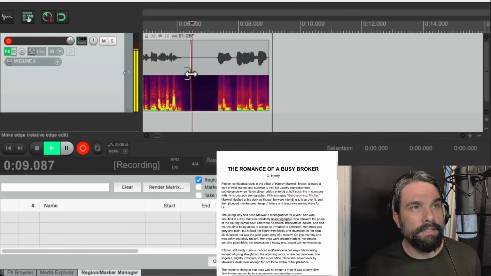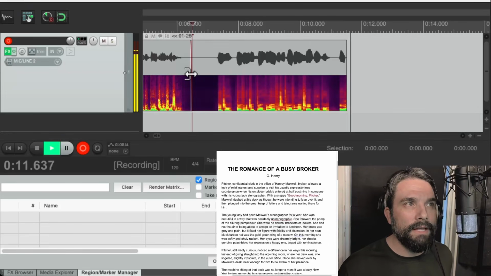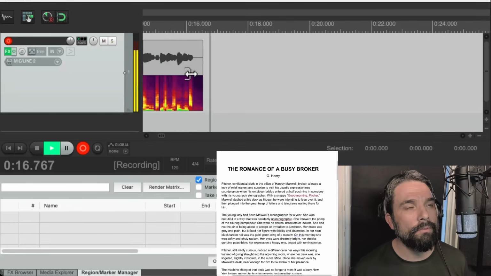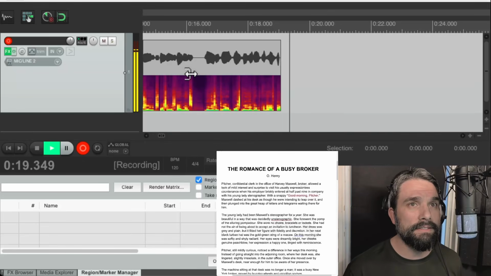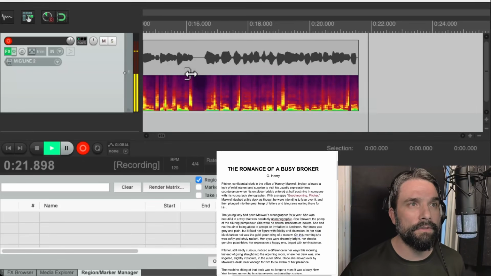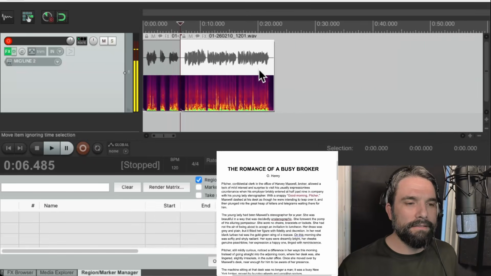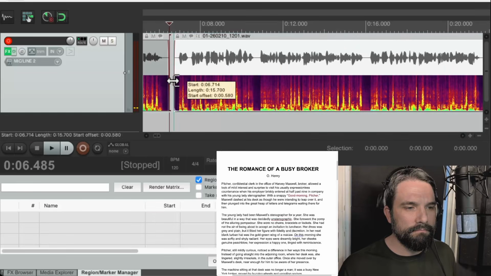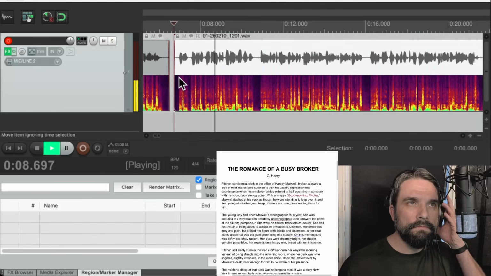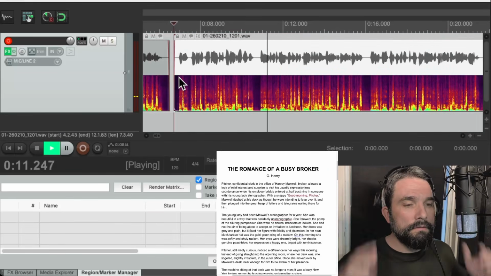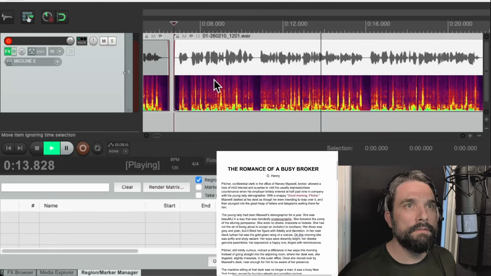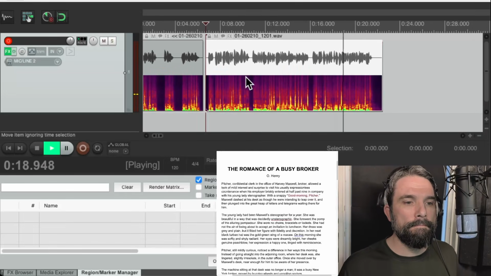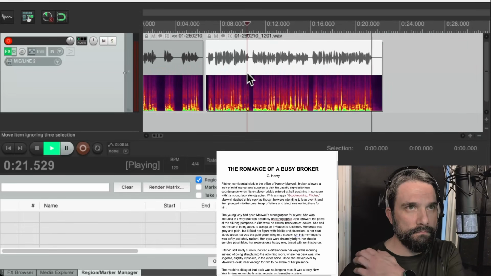Pitcher, confidential clerk in the office of Harvey Maxwell, broker, allowed a look of mild interest and surprise to visit his usually expressionless countenance when his employer briskly entered at 9:30 in company with his young lady stenographer. I'm going to listen back to that, just to make sure it sounds like it makes sense. Pitcher, confidential clerk in the office of Harvey Maxwell, broker, allowed a look of mild interest and surprise to visit his usually expressionless countenance when his employer briskly entered at 9:30 in company with his young lady stenographer.